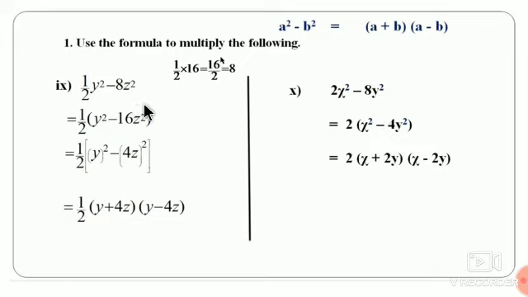Last two examples. 1 upon 2 y square minus 8z square. Here also 1 upon 2 is given and this is not a square number. So you have to find the common from it, 1 upon 2. Correct. So when we divide this 8z square, or only the coefficient, by 1 upon 2. See, you have learnt it. 8 divided by 1 upon 2.